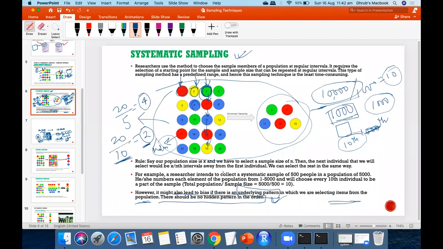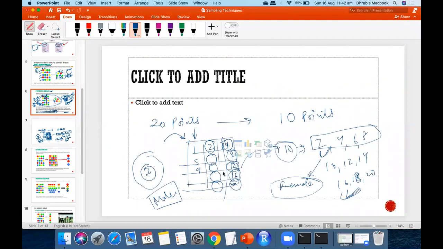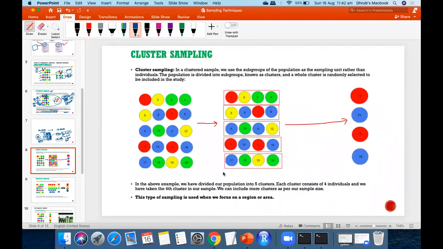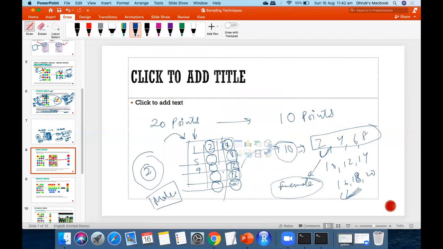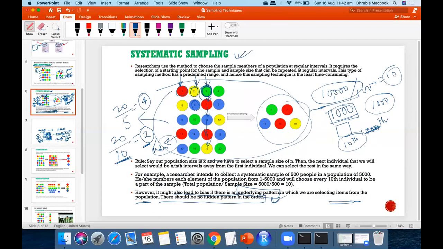So if there is no pattern, then this systematic sampling does better. Cool. Let's go ahead and see the third type of sample. For that, we need to determine the sample size at the very beginning, right? So we need 5 out of 500. No, not the sample size, but you need to determine that there should be no hidden pattern.